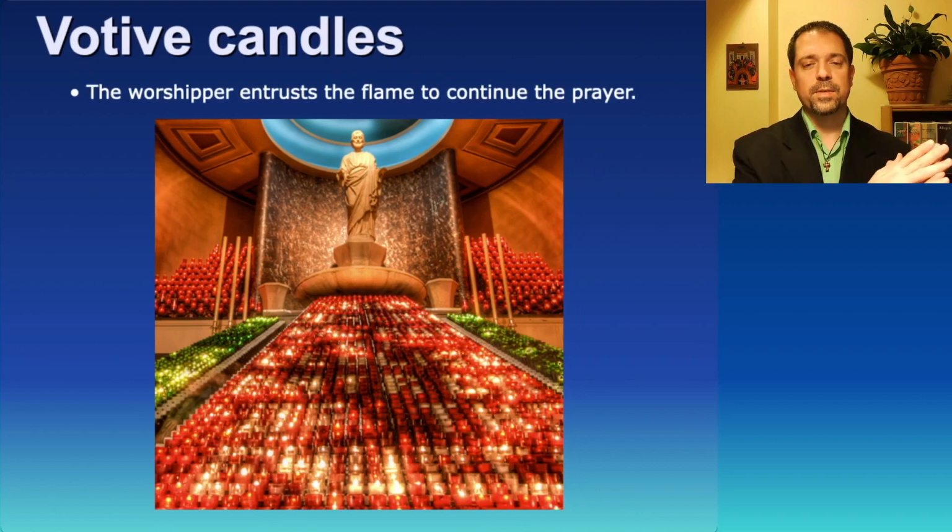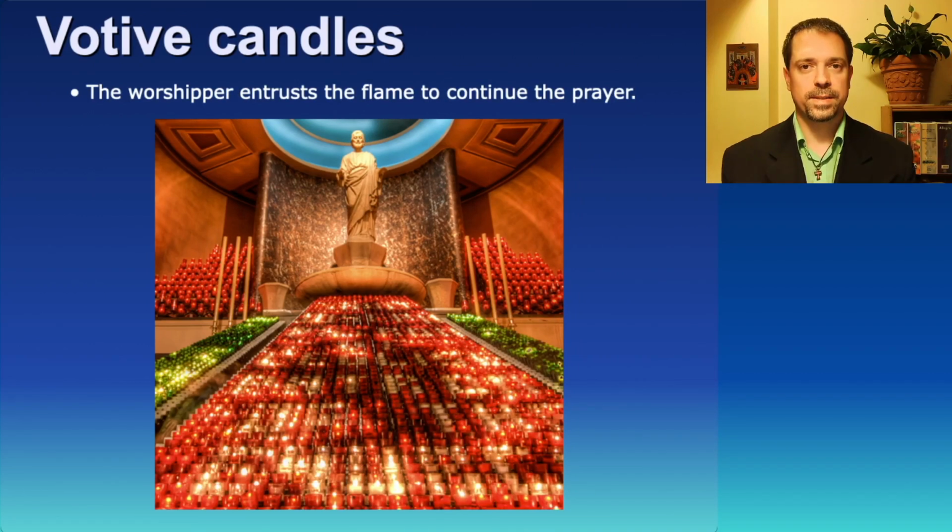In all of these examples I've shown, the light is a symbol of God, a symbol of Christ. For this last one, the votive candles, it is not the light of God. It is actually our internal light, the light of our faith. And so the worshiper entrusts the flame to continue the prayer. We show an exterior symbol of the faith that we hold inside. And then we light that candle, and that candle will keep on burning, which shows a continual prayer.